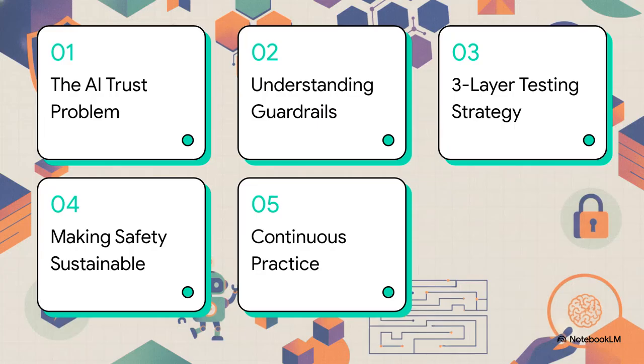All right, here's what we're going to cover. First, we'll tackle the big AI trust problem head on. Then, we'll get clear on what AI guardrails actually are. After that, I'll walk you through a really effective 3-layer testing strategy. We'll also talk about how to make all this safety work sustainable, and we'll wrap up with why testing needs to be a continuous practice, not just a one-off thing.